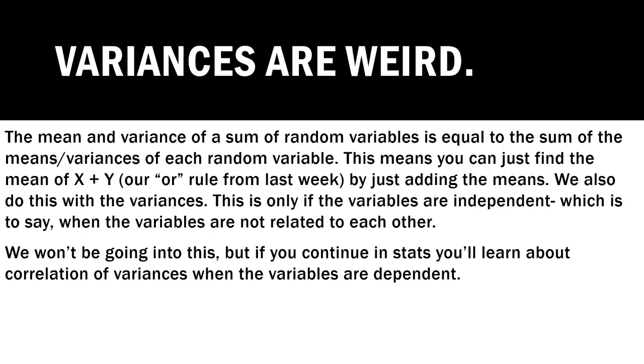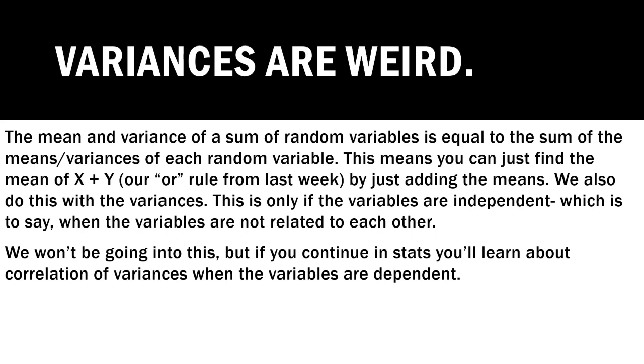All right, so last thing, variance can be really weird sometimes. The mean and the variance of a sum of random variables is equal to the sum of the means and variances of each random variable. That sounds like a weird wizard riddle, but let's clarify. Basically what this means is if you do an OR, like we were talking about yesterday or last week, we say, okay, what is the odds of this variable or this variable? What's the mean? We just add those together. We can do the exact same thing with the variances.